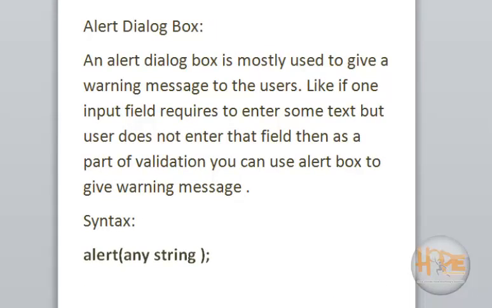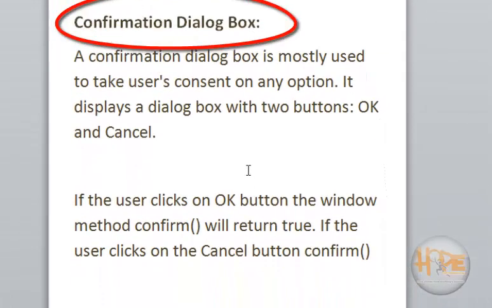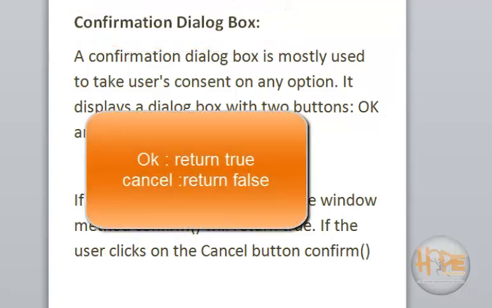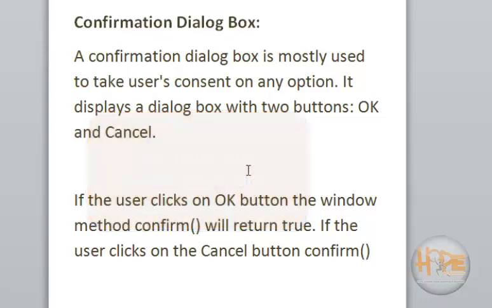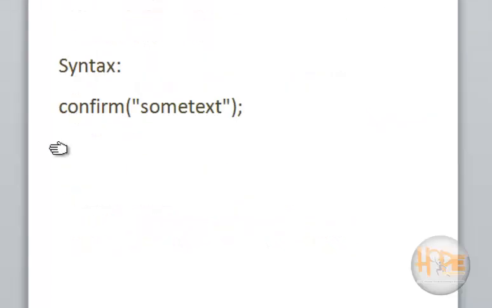Now let's see the confirmation dialog box. A confirmation dialog box is mostly used to take user's consent on any option. It displays a dialog box with two buttons, OK and cancel. If the user clicks on OK button, then the window method confirm will return true. If the user clicks on cancel button, then confirm will return false. This is the simple syntax for confirm dialog box.